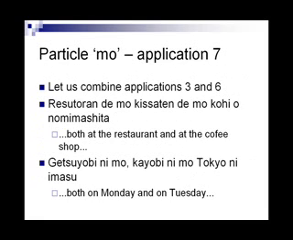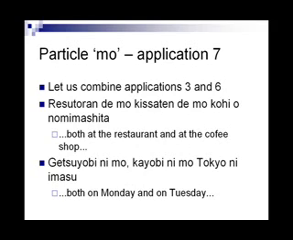Let us now combine applications 3 and 6. In application 3, we saw mo can be used for a string of nouns and follows every one of them. In application 6, we saw mo can combine with particles such as de and ni, etc. The first example here is with de mo. Resutoran de mo, kissaten de mo, kohi o nomimashita.